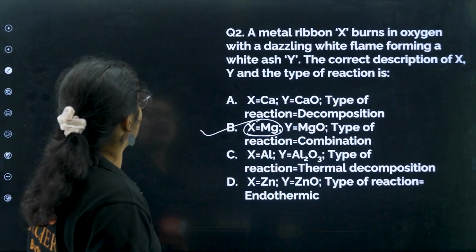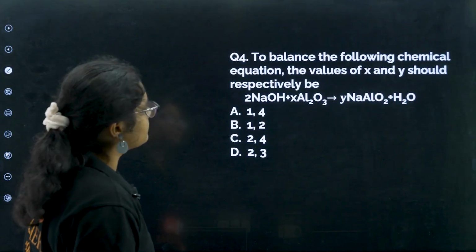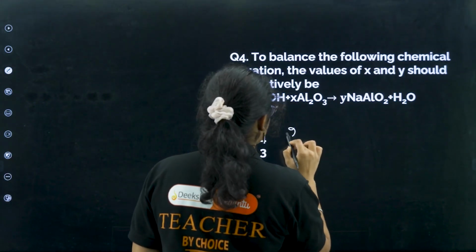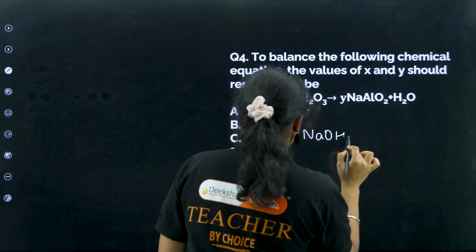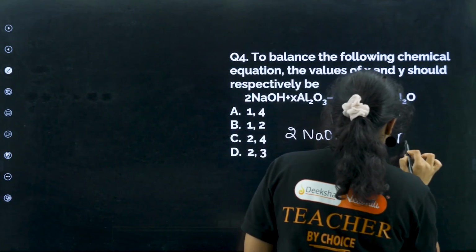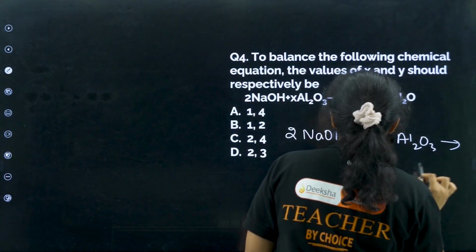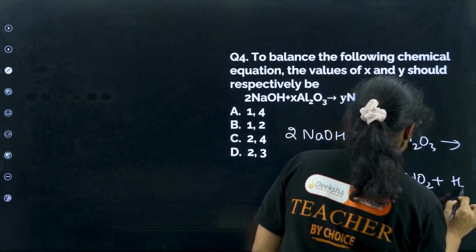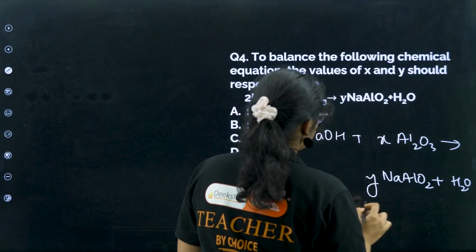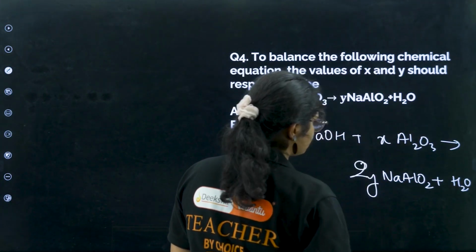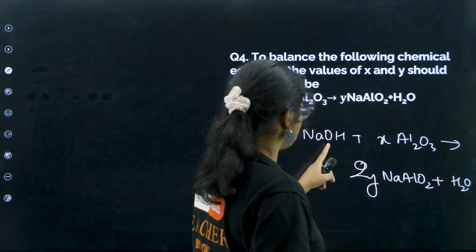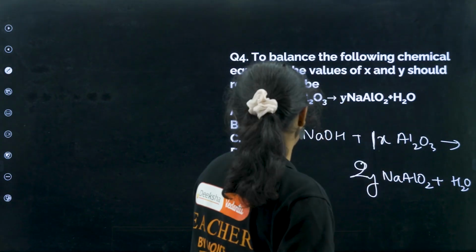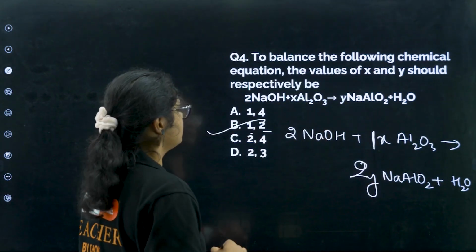Next, to balance the following equation, you need to balance it and write down the value. We have 2NaOH given, plus XAl2O3, which gives NaAlO2 plus H2O. Now if you see here it is 2, so if I make this one also 2, why 2? So I got 2 sodium and 2 aluminium, right? So here I should take it as 1. So X will be 1 and Y will be 2, option number B.